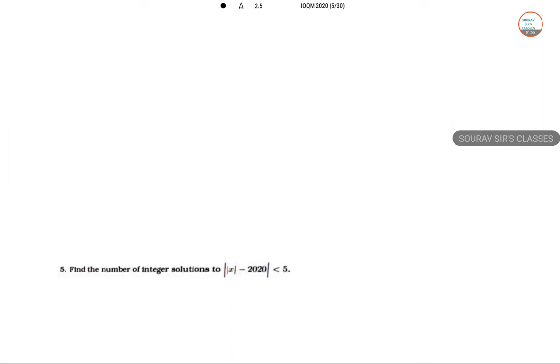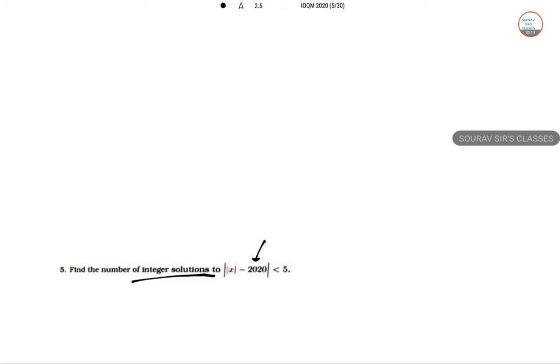Next question. Find the number of integral solutions to mod of (mod x minus 2020) less than 5. Okay, now they are also following the pattern of the question from the given year directly. So 2020, they have mentioned 2020. Okay, let's have a look.